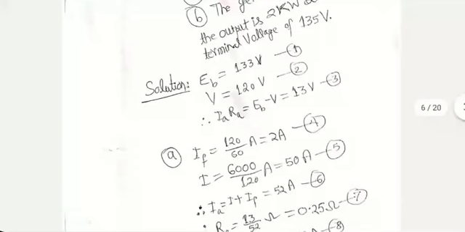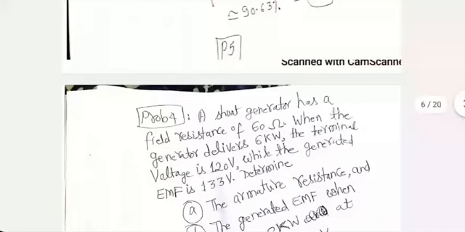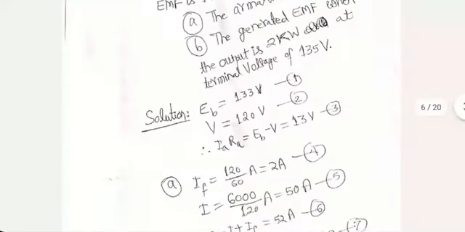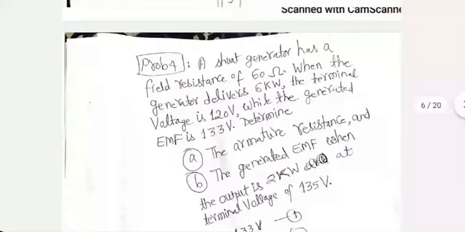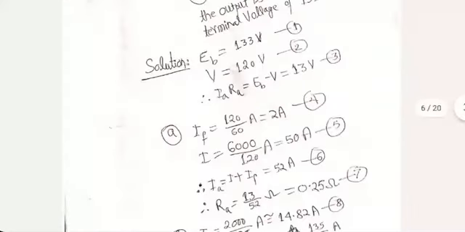Now IF is V divided by RF. V in part A is 120 volt and RF is 60 ohm. So IF is 2 amperes. And load current will be 6 kilowatt divided by 120 volt, which is 50 amperes. So sum up the load current and the field current to get the armature current. It turns out to be 52 amperes.